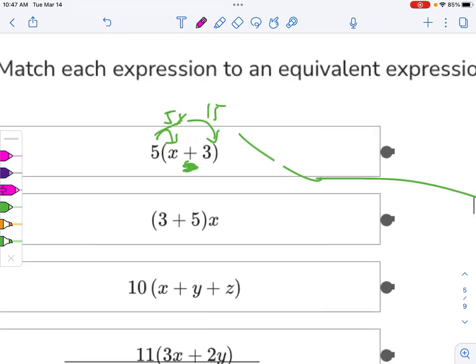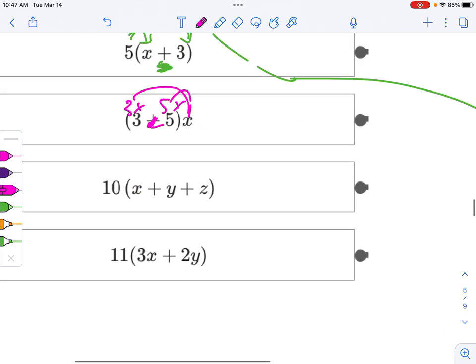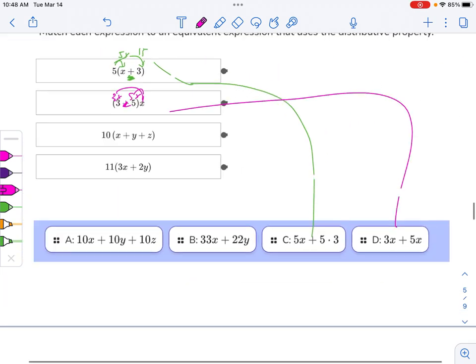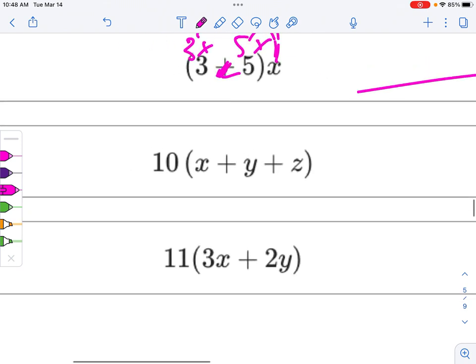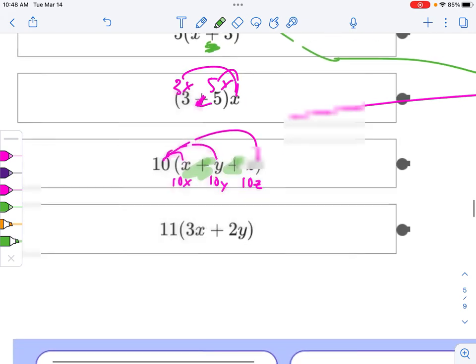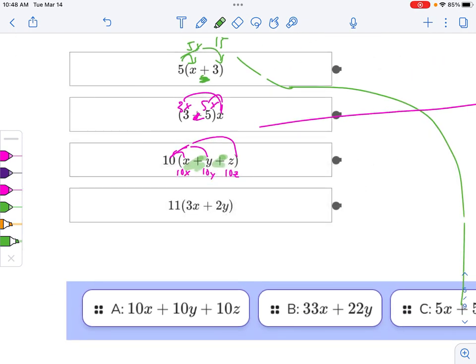All right, let's check this one. This x goes to this one, so that's 3x, and that's x, so it's 5x. I'm going to watch, make sure it's addition, so 3x plus 5x. Ding, ding, ding, ding, ding. Let's do this one. 10, so it's 10x, 10y, and 10z, and gotta watch, make sure it's addition, because if they're sneaking in some subtraction down here, it wouldn't be true. So 10x, ding.